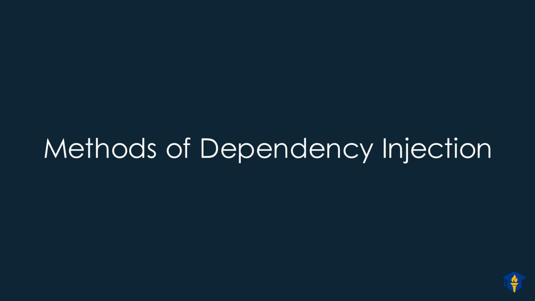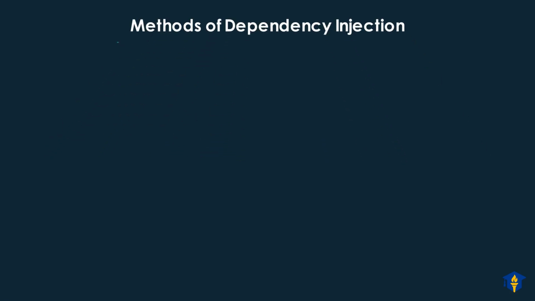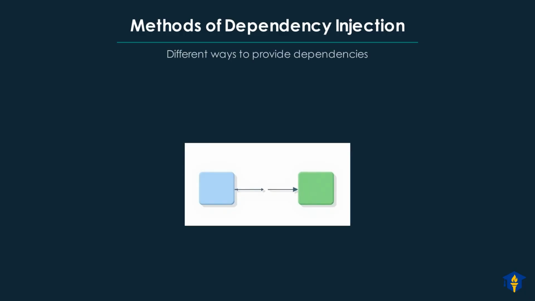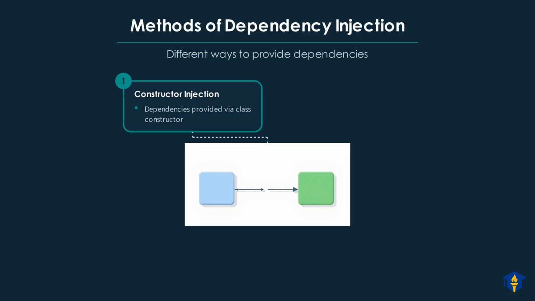Let's discuss the various methods available for implementing dependency injection in Spring. We will explore the different ways you can provide dependencies to your classes. Constructor injection is a method where dependencies are supplied through the class constructor. This ensures that all mandatory dependencies are present when an object is created.